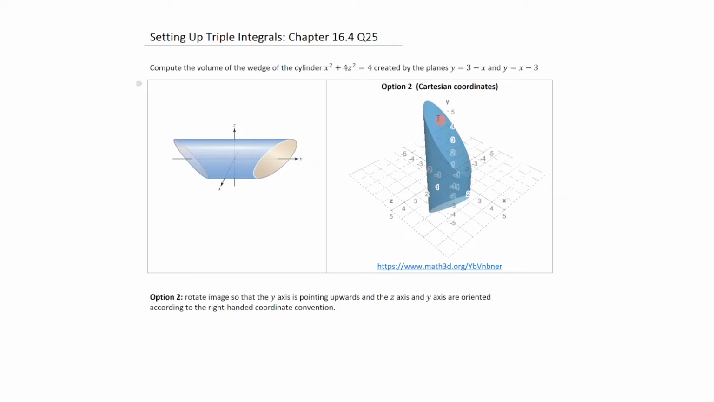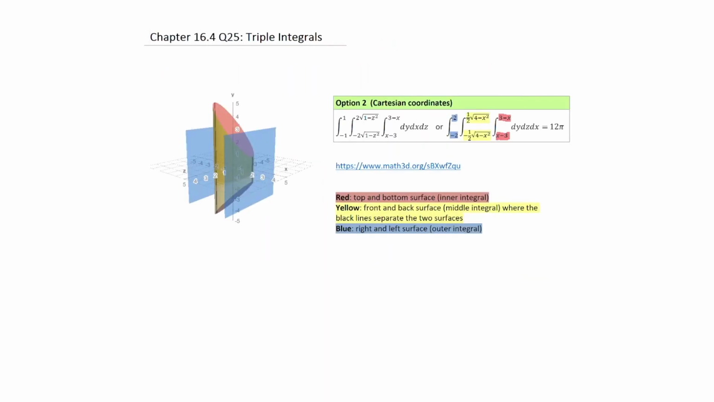Now y is bounded on the top and the bottom by these two planes. I've got an interactive module here you can look at. The two upper surfaces are in red. The side surfaces, that's the middle integral, are yellow and separated by these two black lines. So one surface would be z equals 4x squared. Z is here, x is here. So this would be along this plane here, z is x. So one surface is here, one surface would be here, front and back. Top is 3 minus x, bottom is x minus 3.